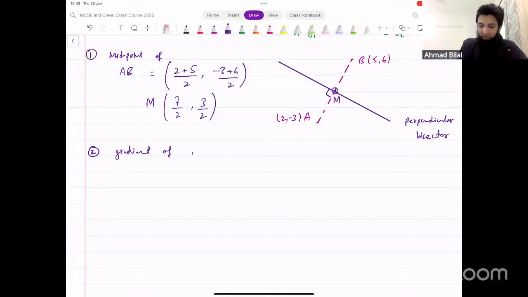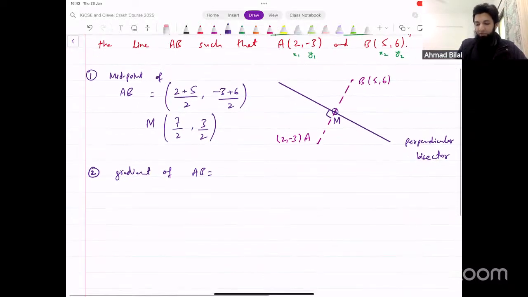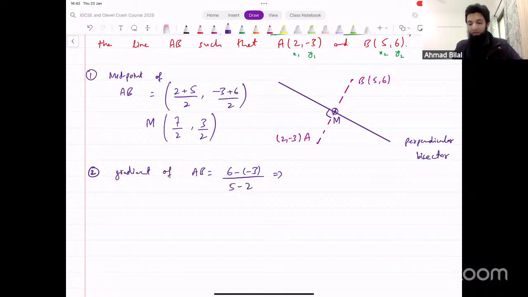Gradient of AB. What does that turn out to be? (y2 minus y1) over (x2 minus x1). That will be (6 minus 3) divided by (5 minus 2). Hmm, that simplifies to 6 plus 3, which is 9. 9 over 3, that's 3. The gradient turns out to be 3. Okay, that's the gradient of the line AB.